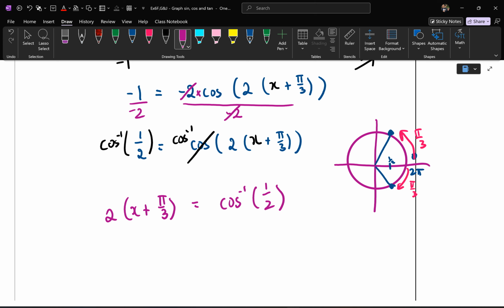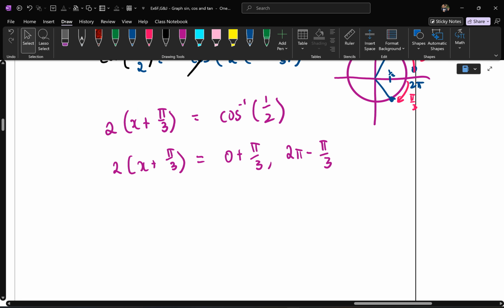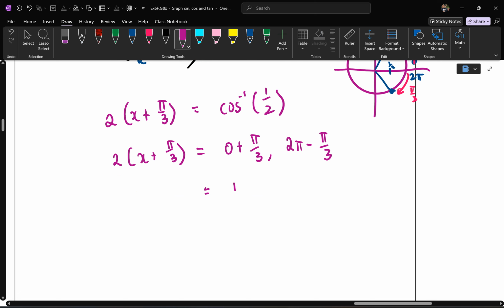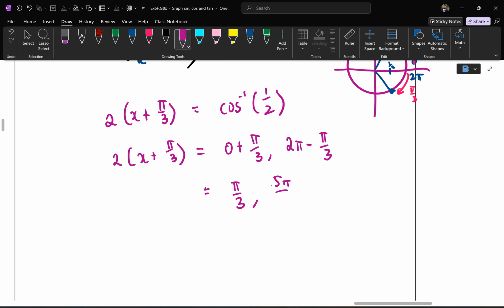I would say my answer is 2 bracket x plus pi on 3. Cos inverse of that could either be 0 plus pi on 3, or it could be 2 pi minus pi on 3. Okay, those are my two possible solutions. Once I've got my two, simplify it. Here we go. That gives me now pi on 3, and that's what, 5 pi on 3.